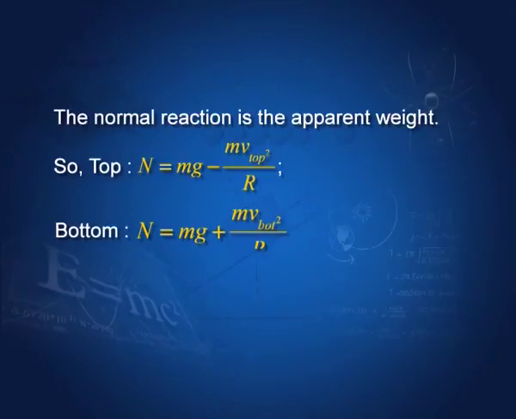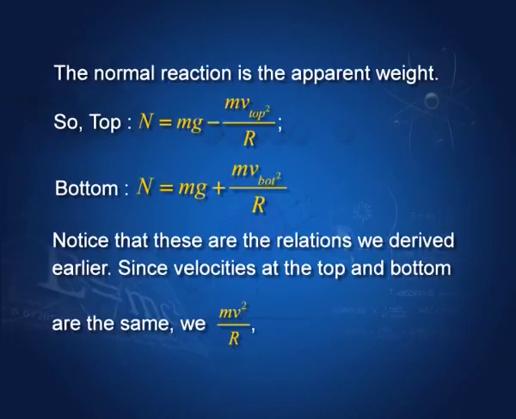The normal reaction is the apparent weight. You see what is weight? If I put something on it, then the weight is given by the normal reaction of the surface. So, the normal reaction is the apparent weight of the object. At the top, N is equal to m g minus m v top squared by r, and at the bottom N is m g plus m v squared by r.